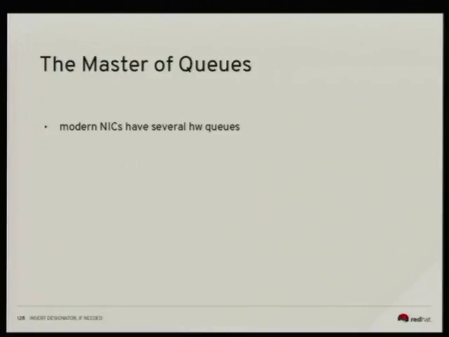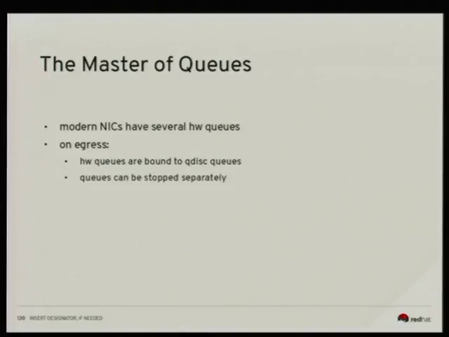The next thing that we can use to speed things up is to use more queues. Modern hardware is not single queue, it has multiple queues. You can imagine there are multiple NIC cards in one with one wire out. On egress, the queue disk has more queues too, and they are assigned to hardware queues. We can stop the queues individually, so each queue can be stopped independently of the others, which allows things like prioritization. Some packets are more important than others, so we have QoS and stuff like that.